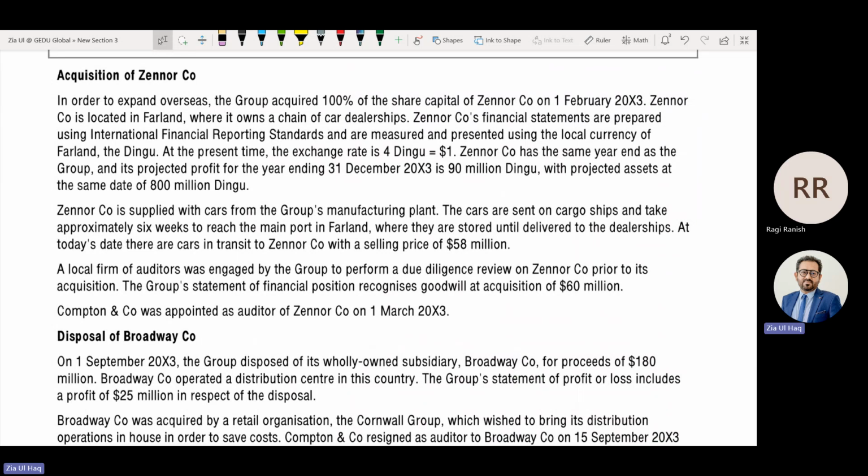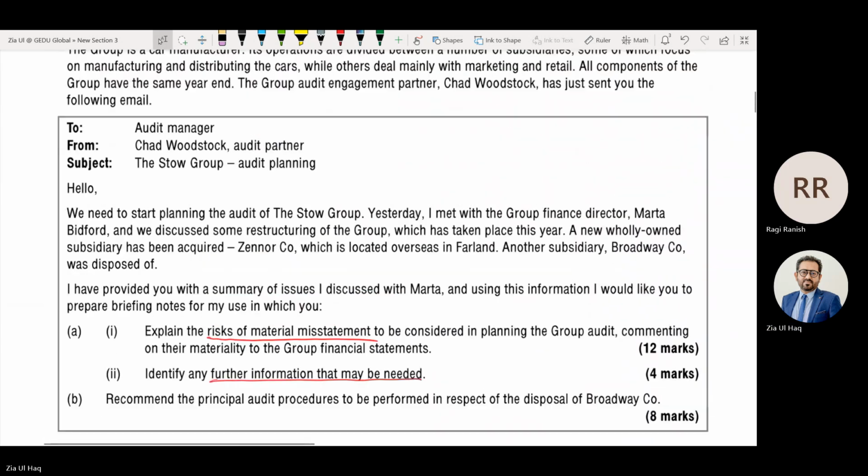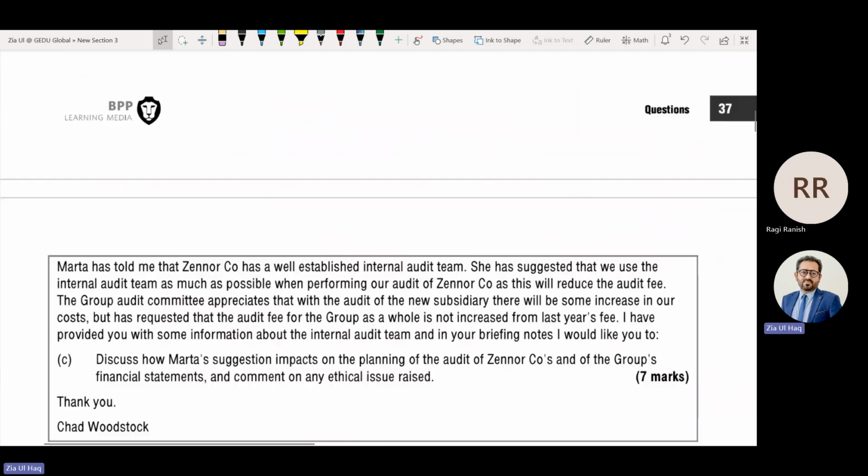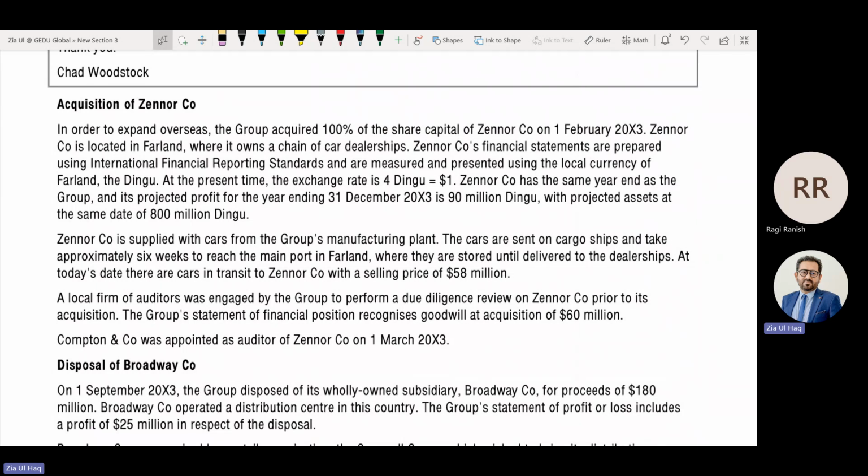Acquisition of Zanner Company. In order to expand overseas, the group acquired 100% of the share capital of Zanner Company on 1st February 2023. What was the year end? The year end was 31st December 2023. So on 1st February 2023, during the year, they acquired Zanner Company. Zanner Company is located in Farland. This is a foreign subsidiary as well, which owns a chain of car dealerships.